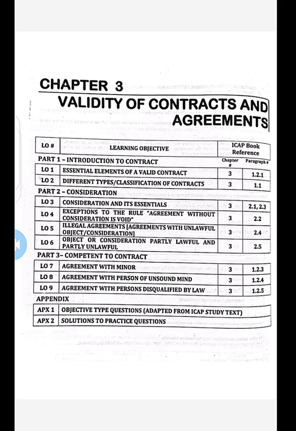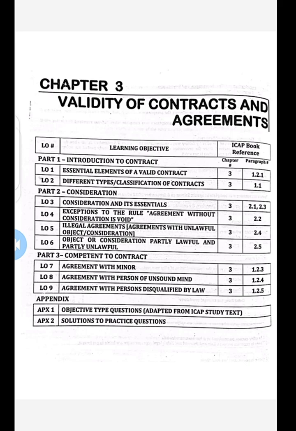Today we are going to discuss chapter number 3, that is, validity of contract and agreements. In today's lecture I will cover the introduction to contract, that includes learning objective 1, in which we will discuss the essential elements of a valid contract and different types of classification of contracts. In our next lectures we will cover consideration and competence to contract.